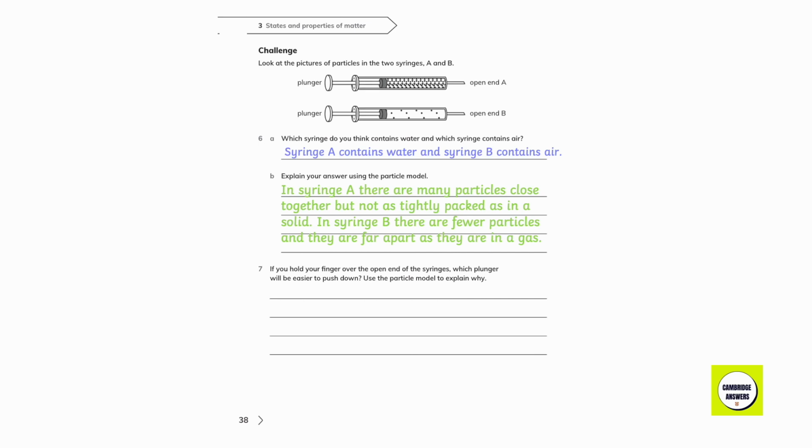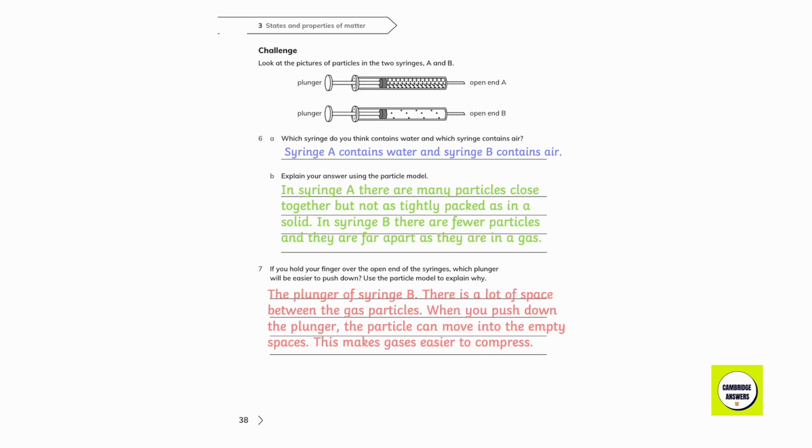If you hold your finger over the open end of the syringes, which plunger will it be easier to push down? Use the particle model to explain why. The plunger of syringe B. There is a lot of space between the gas particles. When you push down the plunger, the particles can move into the empty spaces. This makes gases easier to compress.